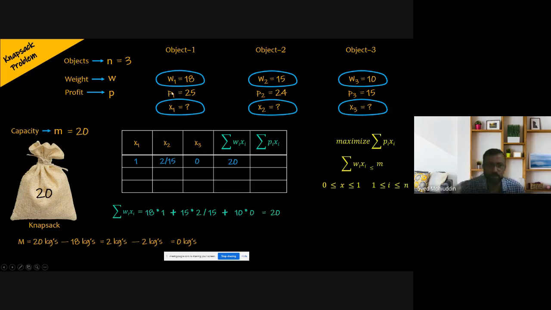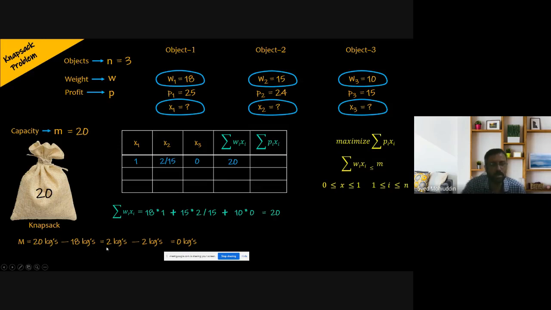So what do we have now? Maximum weight means object 1, object 2, object 3, with weights 18, 15, and 10. What is the maximum weight? 18. Let us fill the bag with 18. When we fill the whole of object 1 into the bag, the fraction x1 will be 1. So when x1 is 1 and filled, the knapsack has the capacity 20, and my 18 is filled with object 1.